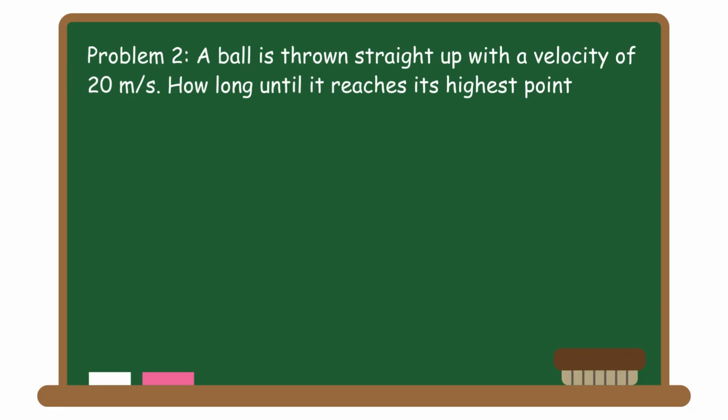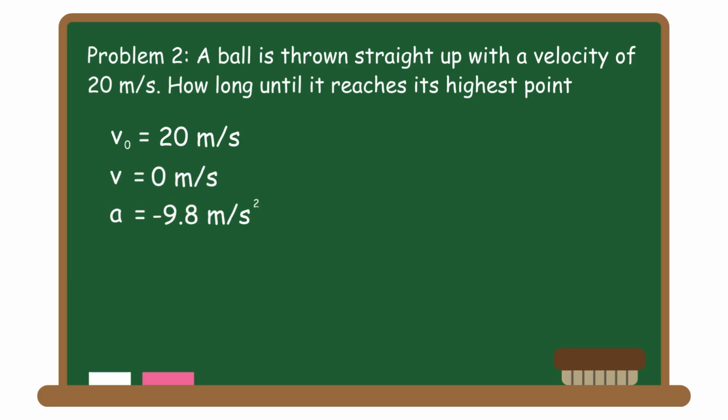Problem 2. A ball is thrown straight up with a velocity of 20 meters per second. How long until it reaches its highest point? Let's identify what we know. The initial velocity is 20 meters per second, upward. At the highest point, the final velocity is 0, since the ball momentarily stops before falling back down. And the acceleration is negative 9.8 meters per second squared, due to gravity.